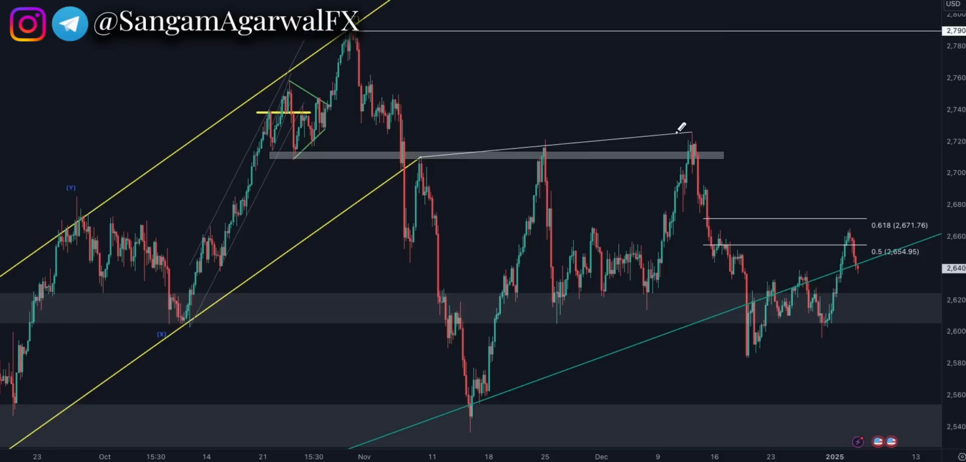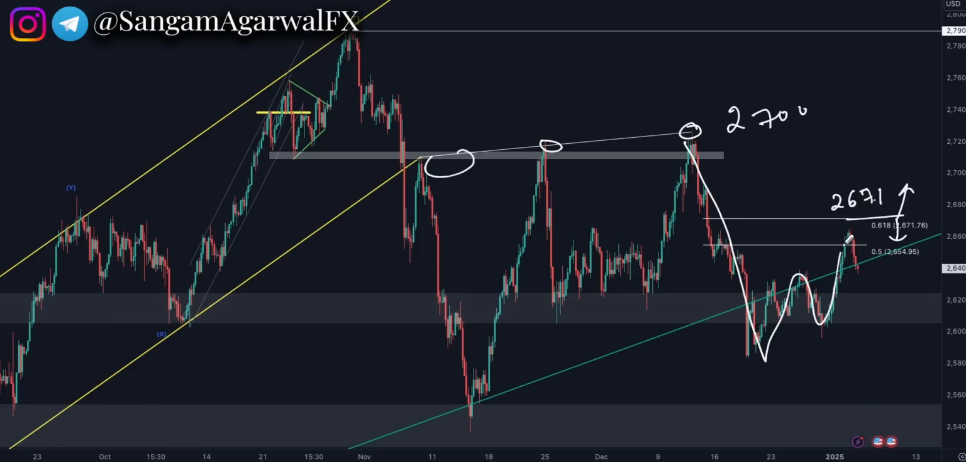For more technical clarity this week, before NFP, 2700 is now shifting to 2671. Below this level gold is bearish, above this level gold is bullish, and this can be a counter trend correction. 50% retracement complete. If trend line breakout, then 2530 is the only support.